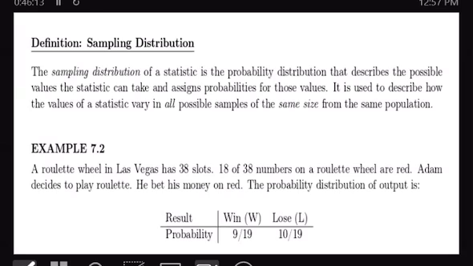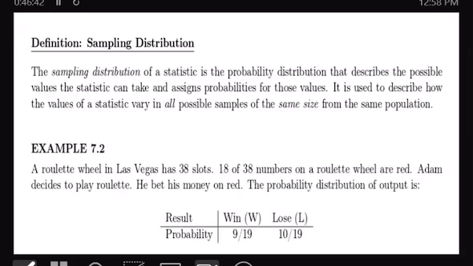Now I need you to take a look at example 7.2. A roulette wheel in Las Vegas has 38 slots. 18 of the 38 numbers on the roulette wheel are red. Adam is going to play roulette, and the bet is money on red. So the characteristic of interest is red. That's what he has in mind. Does that make sense? Because you bet on red.